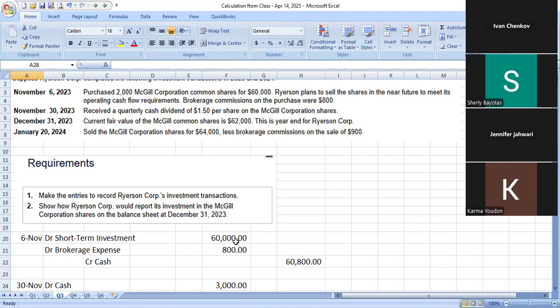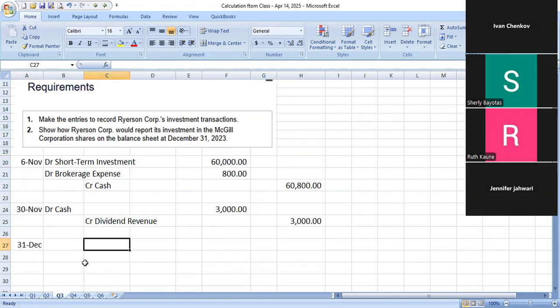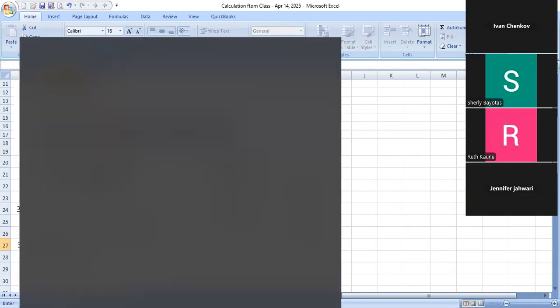Is it the amount that we're having in our investment or more? 62,000. So our investment currently is sitting on the 60,000. So we have to add something. What are we going to add? Debit. Which account are we going to use?